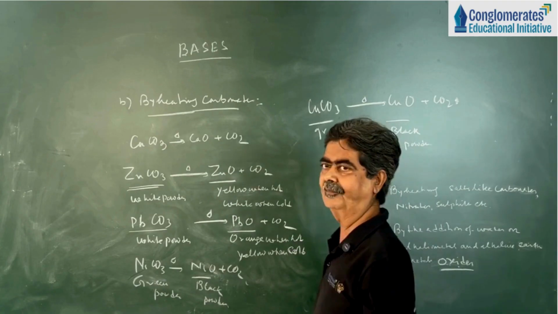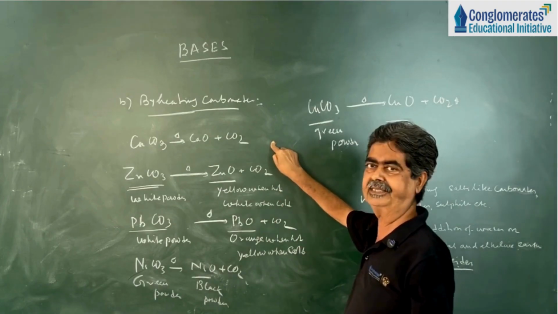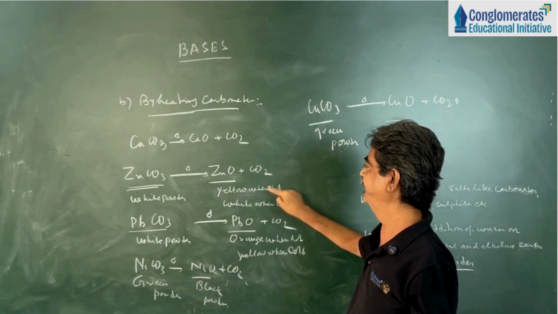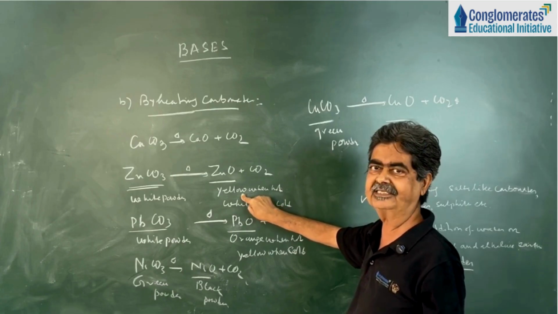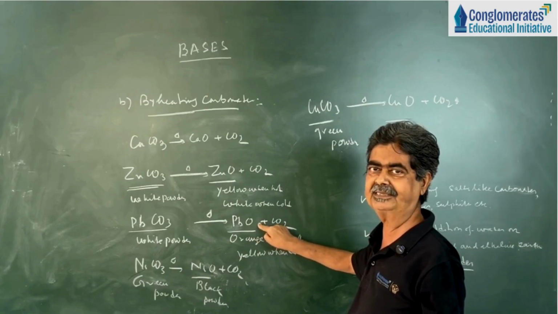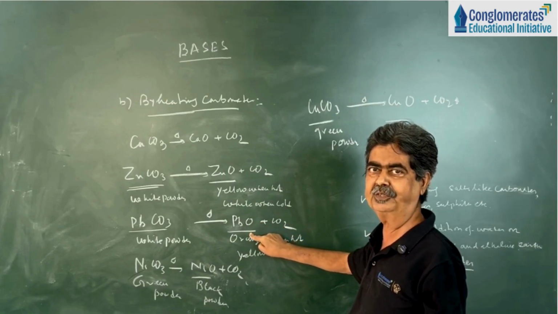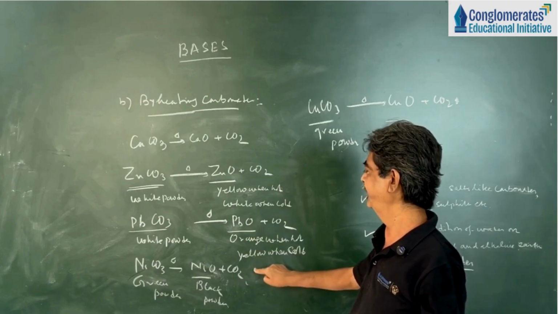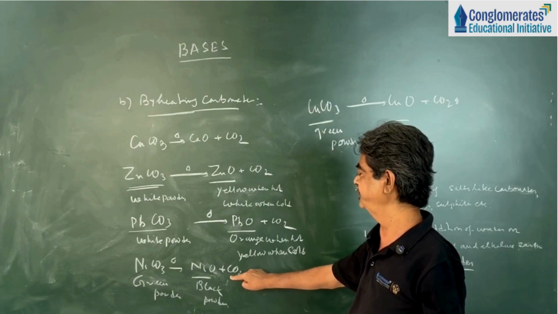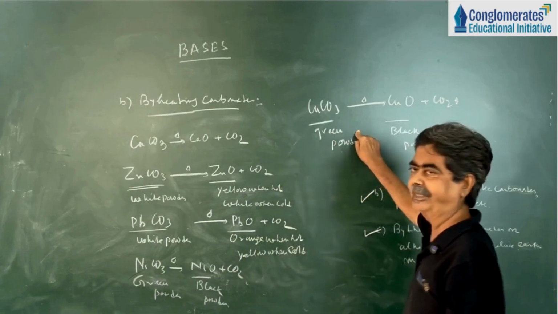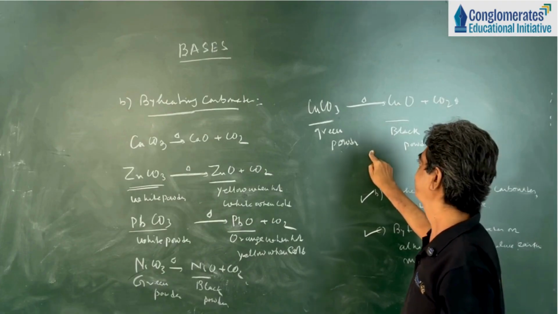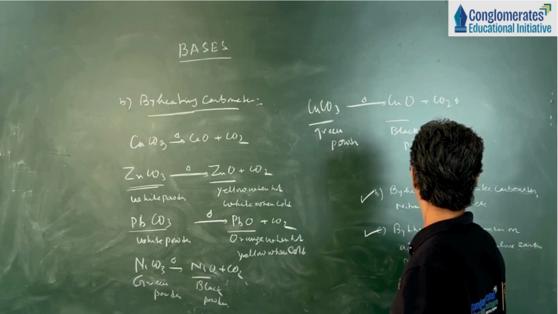So let me conclude. Calcium carbonate gives calcium oxide and carbon dioxide. Zinc carbonate gives zinc oxide and carbon dioxide. Important point: zinc oxide is yellow when hot, white when cold. Lead carbonate on heating gives lead oxide, a base, and carbon dioxide. Lead oxide is orange when hot and yellow when cold. Nickel carbonate, in both conditions, cold and hot, is a black powder. And finally, copper carbonate, a green powder, when heated forms black powder of copper oxide. So this is the heating of carbonates.